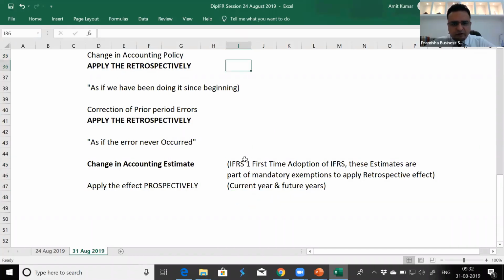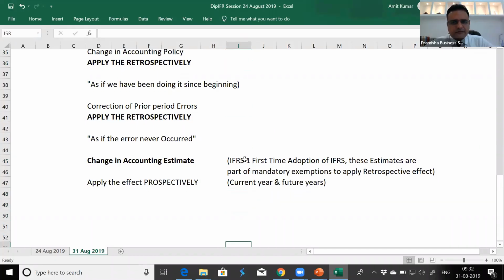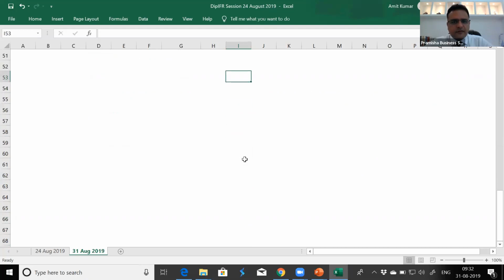How do we apply the effect retrospectively?